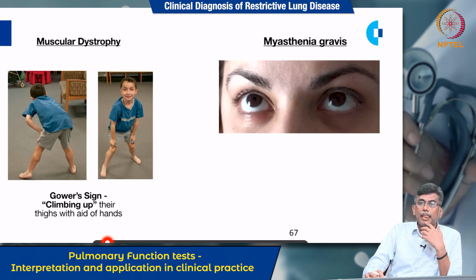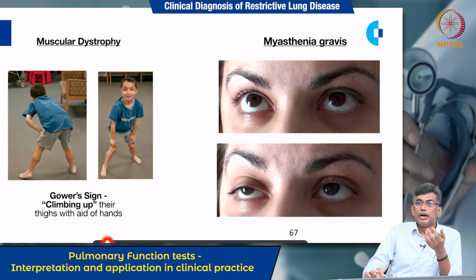And we know history wise there is a family history. Myasthenia gravis, as we saw, you can demonstrate ptosis of the eyes when they are asked to stare for a long time. Slowly there is drooping of the eyelids.